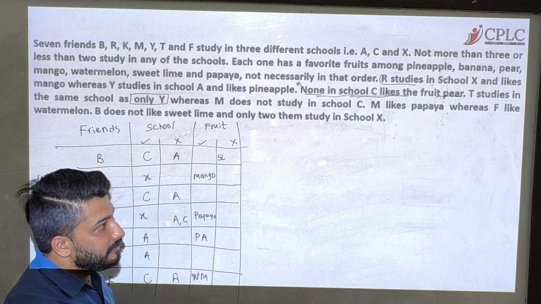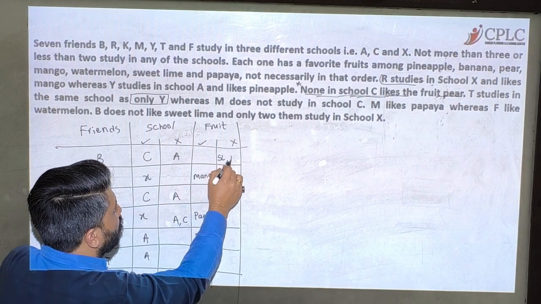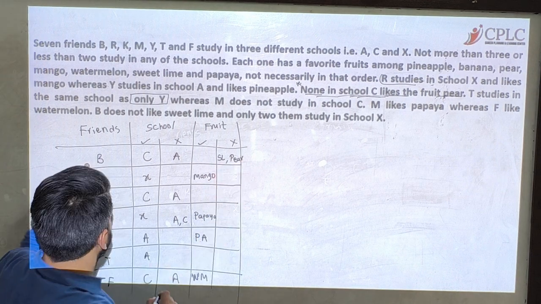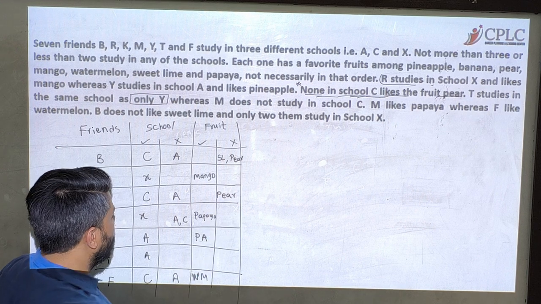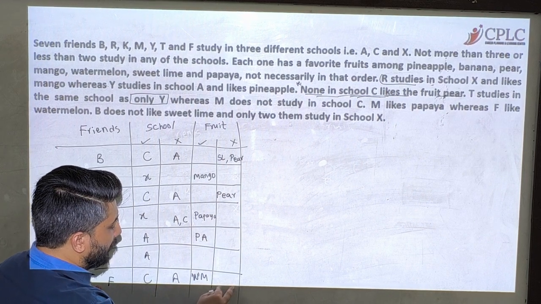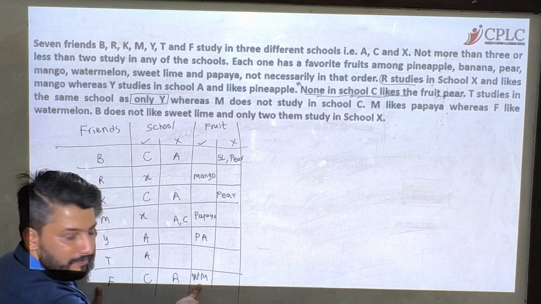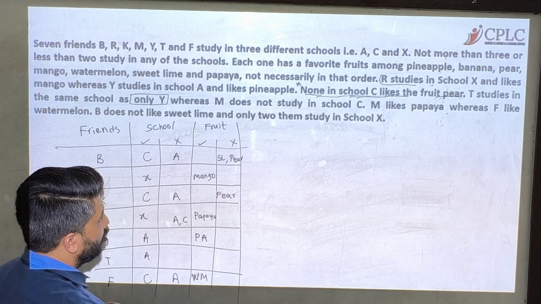And for this particular part, we can use the data that we had figured out earlier, that nobody in school C likes the fruit pear. So we can use that. B goes to school C, so he also should not like the fruit pear. Then K also goes to school C, so he should also not like the fruit pear. And then F, but for F we do not need to do that because we have already figured out F's fruit, which is watermelon. So we will not do it for F.